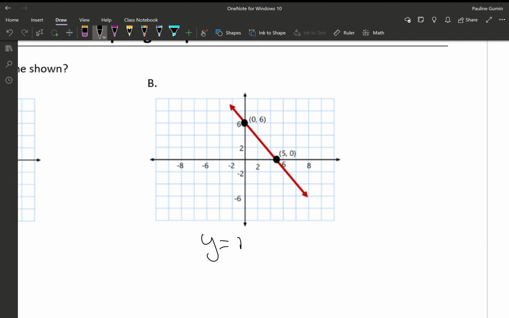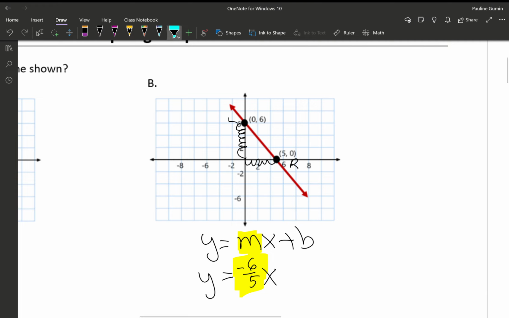Now let's look at letter b. Same idea, we start off with y equals mx plus b, and we want to begin by looking at the slope. The slope is going to go from the left point to the right point. We're going down 1, 2, 3, 4, 5, 6, and to the right 5. Since we're going down 6, it's a -6 over 5. Next, let's find our y-intercept. It's right there. It's a +6, so +6.